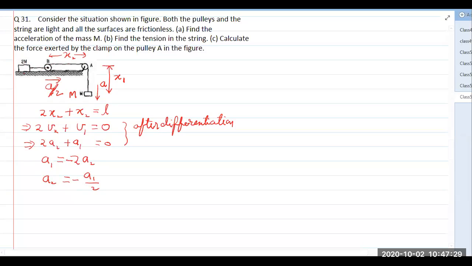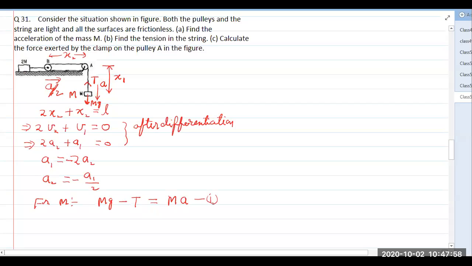Now we will write the force equation. For M, what are the forces? There is a downward force, capital Mg, and an upward force, tension. So for capital M, Mg downward minus tension upward will be equal to capital M into acceleration A. We have assumed its acceleration A. This we can write as equation 1.